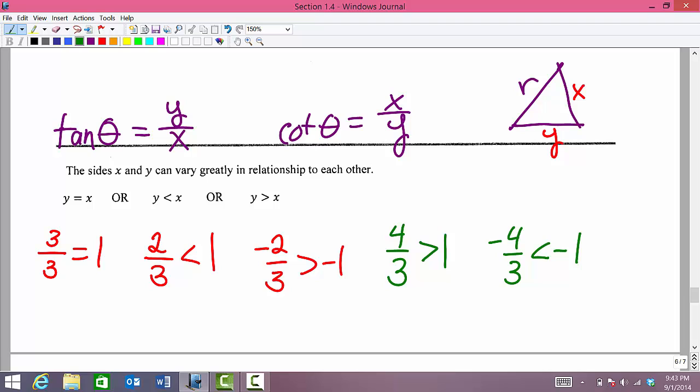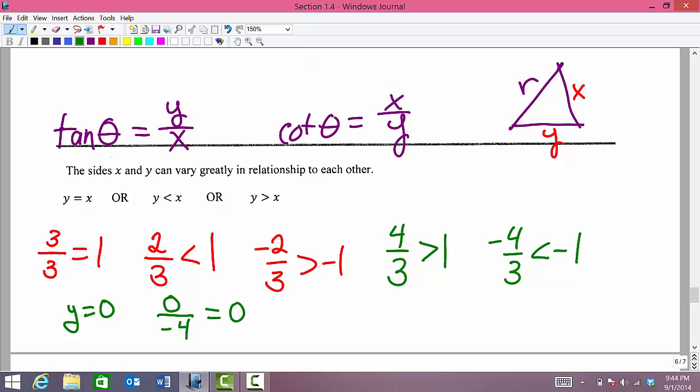Also, let's say that y is 0. If y is 0, then we could have 0 divided by an x value of, let's say, -4. Then we could actually take on a value of 0 as well. We could have all sorts of possibilities for how x and y can relate to each other.